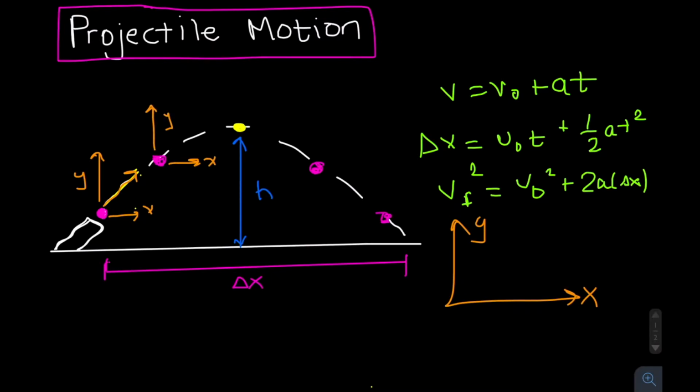Now, what you see at the top is the max height. It can't go higher than this, so there is no y vector here. There's only an x vector, because it's going to continue to move along the x-axis. Otherwise, it would just fall down and wouldn't move far past that.